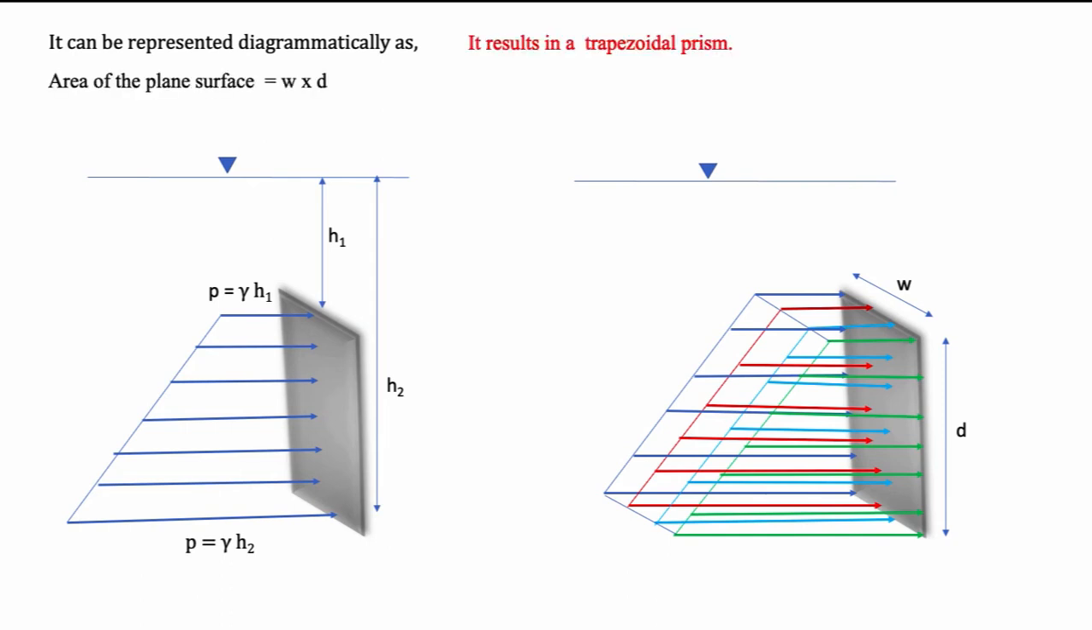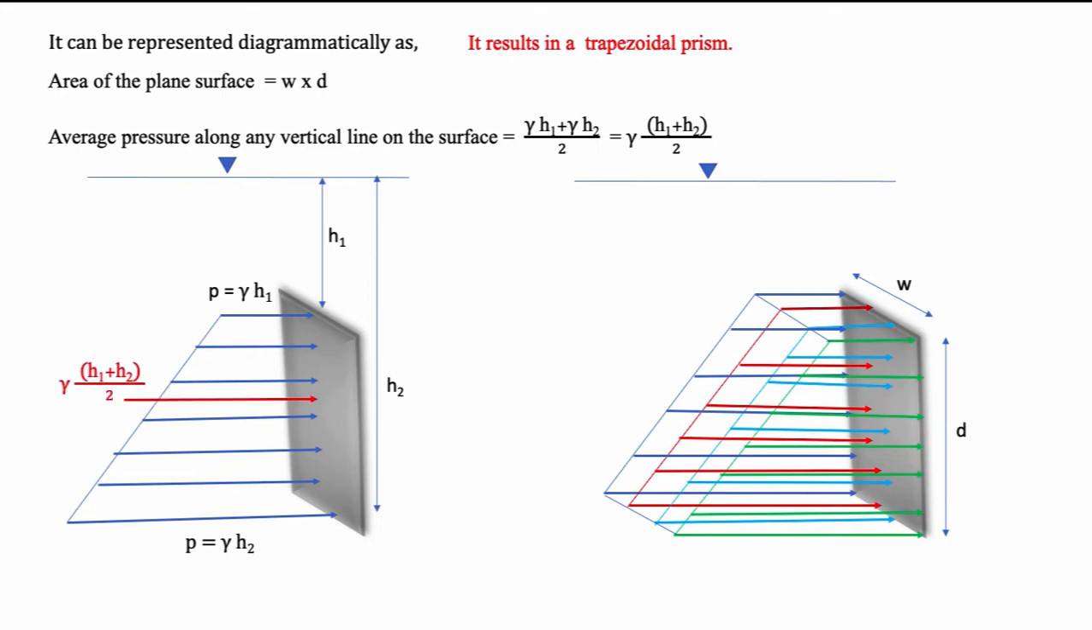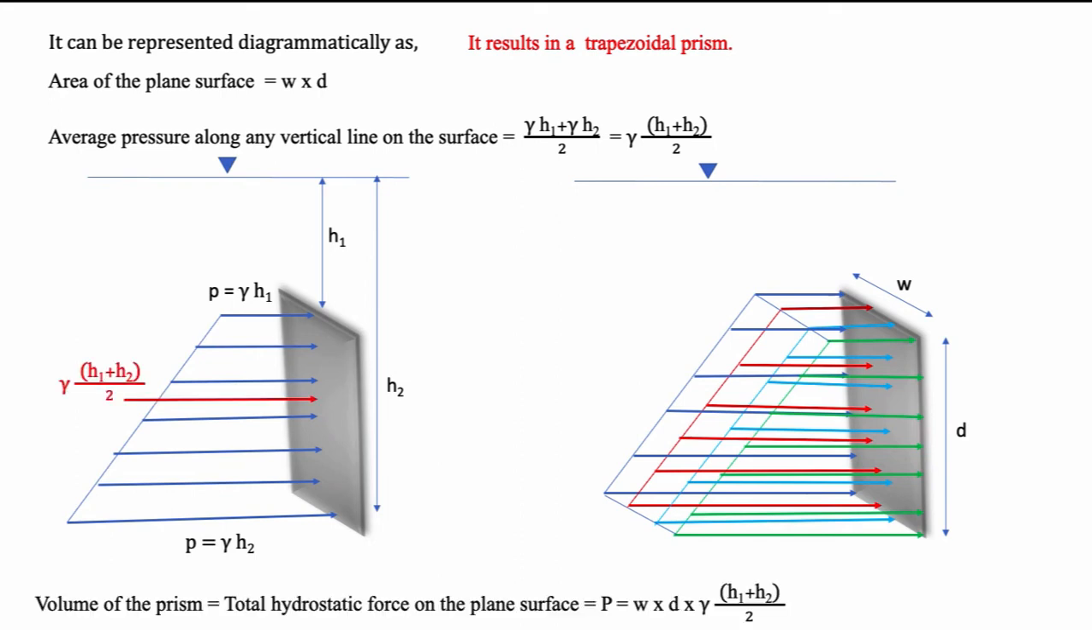Area of the plane surface is W by D. Average pressure on any vertical line is gamma into (h1 plus h2) by 2. The volume of the prism gives you total hydrostatic force on the plane surface, that is area into average pressure value as shown in figure. So capital P, the total hydrostatic force, is equal to W by D into gamma into (h1 plus h2) by 2.